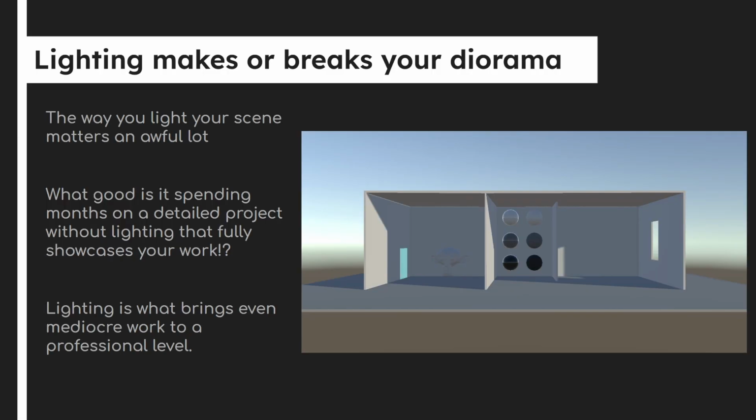So lighting makes or breaks your diorama or your scene or whatever it is within Unity. The way you light your scene matters an awful lot. What good is it spending so much time on a detailed project just for your lighting to not fully showcase your work, right? Lighting is what brings even mediocre work to a professional level, right? This is a simple block out scene that I created to demonstrate how lighting can make any scene look good, even something as simple as a bunch of white cubes and spheres and planes, right?